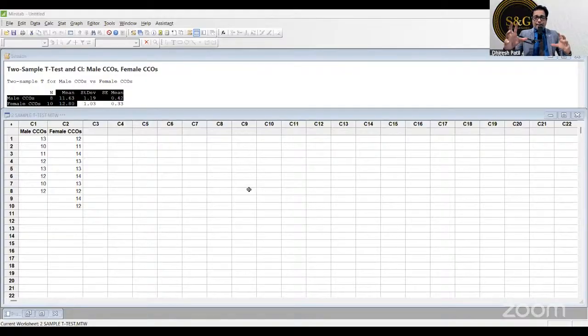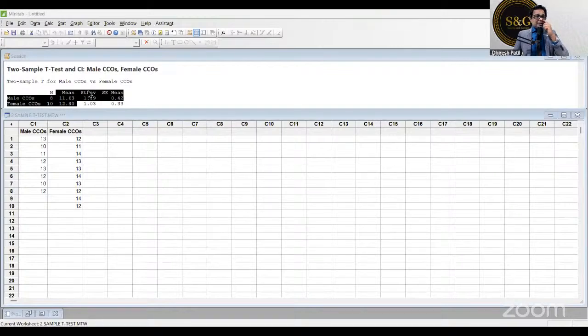So whenever you want to compare two things, two processes, two machines, two vendors, two people, two shifts, then you can go for two sample t-test. Okay. Now there is another twist into this. Just open this paired t-test.